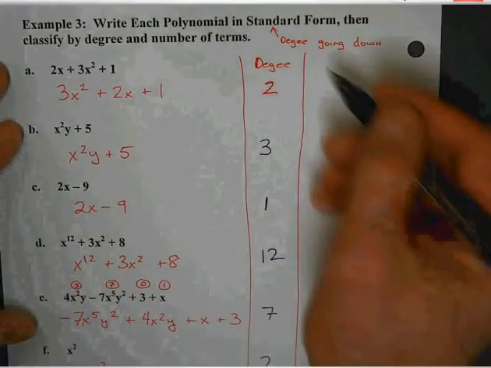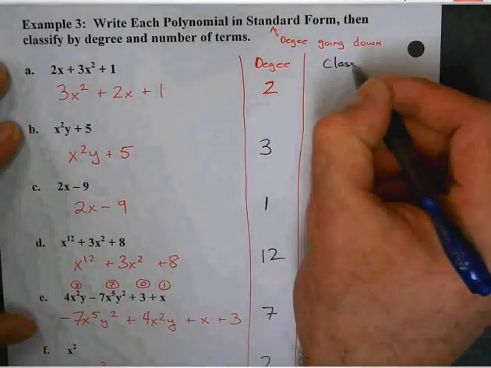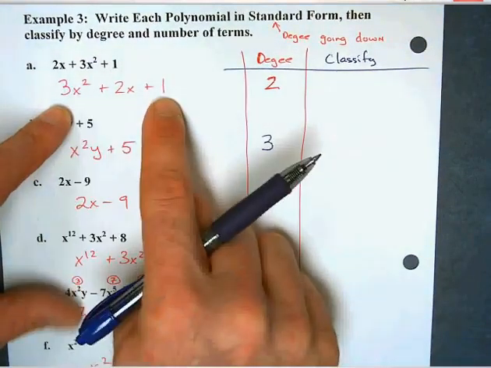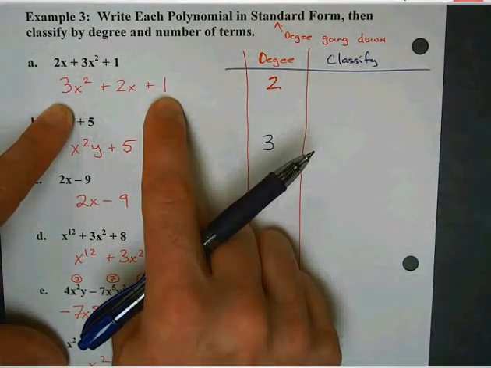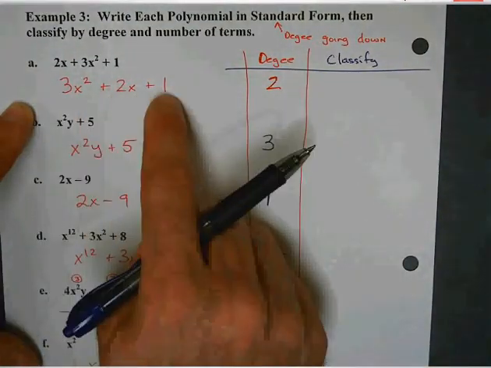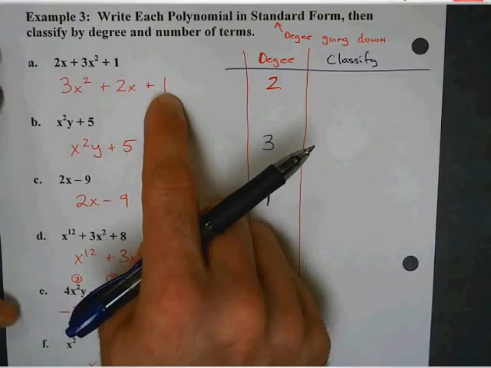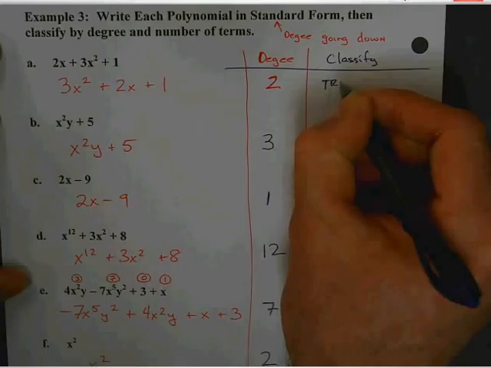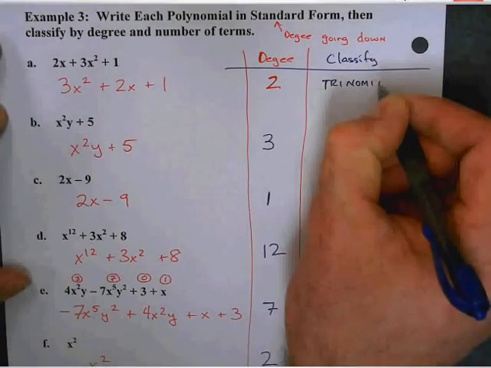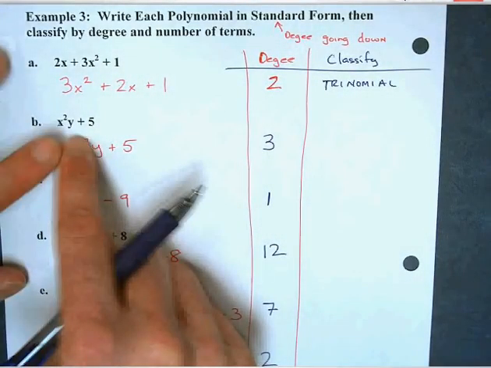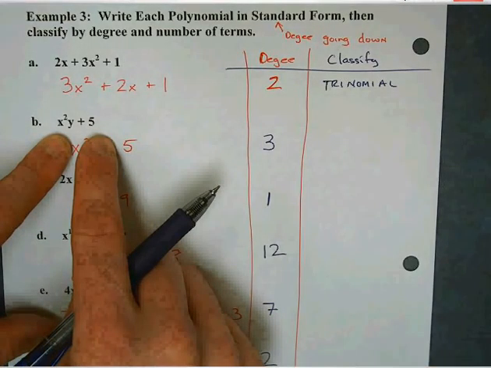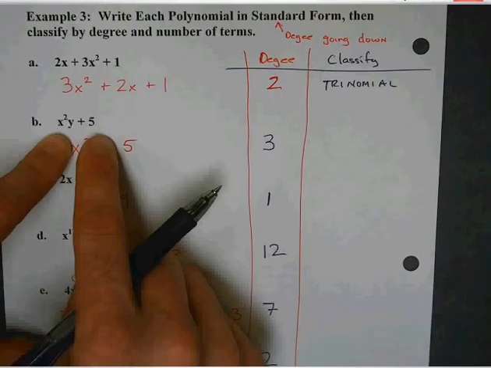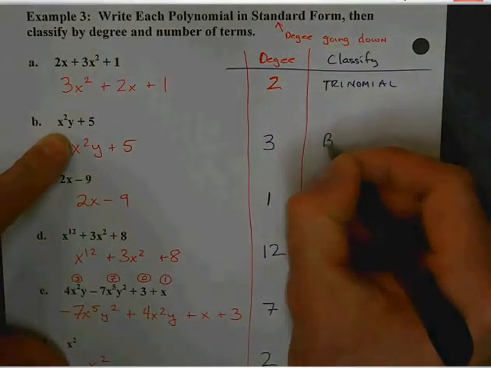Now let's classify it by the number of terms. How many terms does this have? Count them. 1, 2, 3. What's the special name for something with 3 terms? Trinomial. How many terms? 2 terms. Special name for something with 2 terms. Binomial.